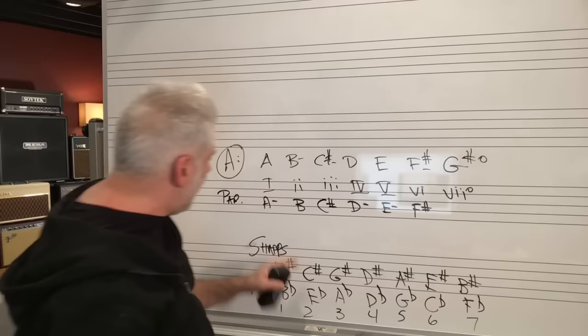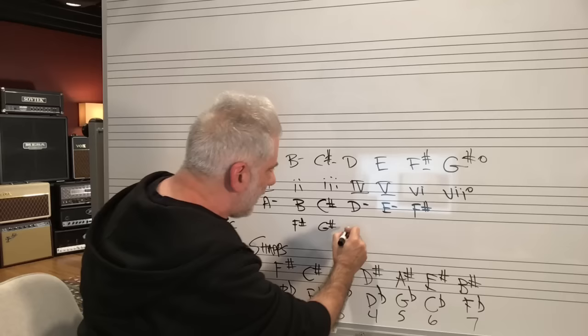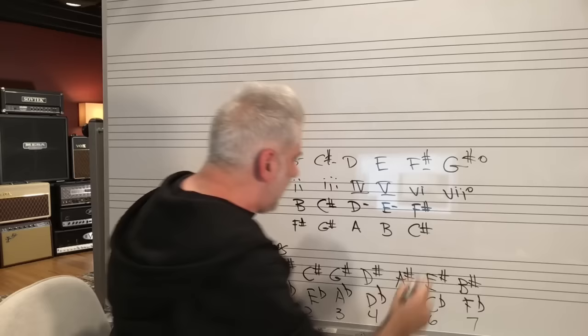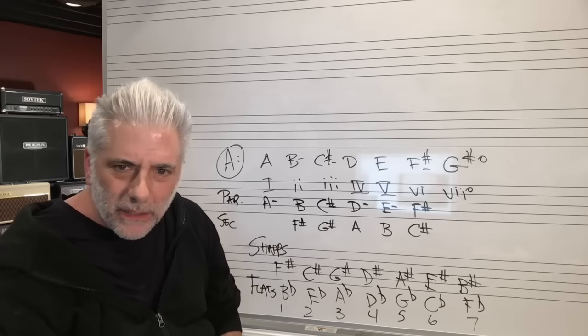And then what are our secondary chords, secondary dominants? Okay, F sharp major, and then G sharp, D is going to be A, E is going to be B, and F sharp is going to be C sharp, okay? This will give you pretty much everything that you're going to need to know about any chord progression.